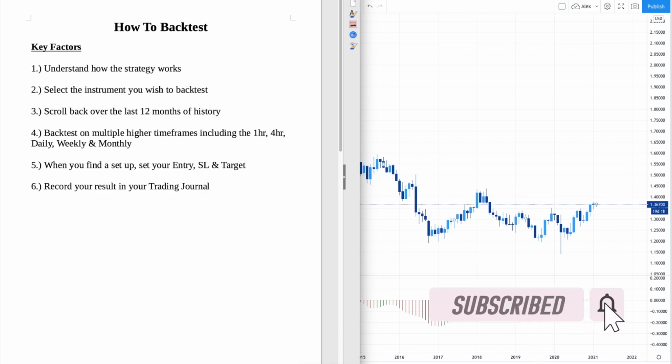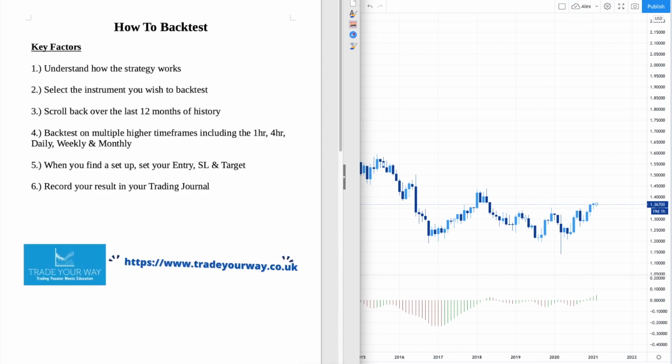So number 4 is backtest on multiple higher time frames. So for me, it is about maybe taking 100 trades on the 1 hour chart, and then a 4 hour time frame, and then the daily time frame, the weekly, and then the monthly. Going back over as much data as you can. You'll find that you won't have to do so much work on the monthly and the weekly, as opposed to maybe on the daily, 4 hour and the 1 hour, because there won't be as many setups, because things take a lot longer to develop and set up and play out on the higher time frames.